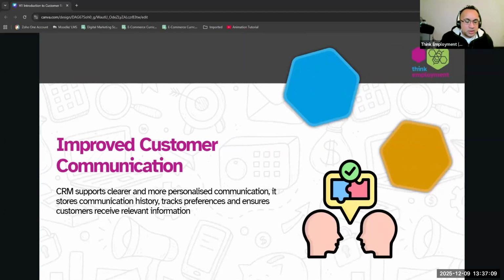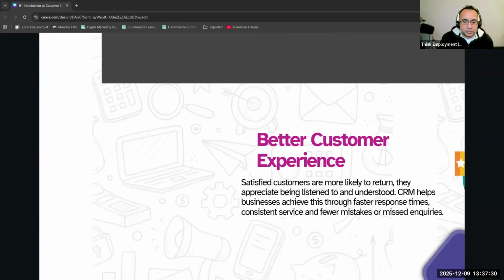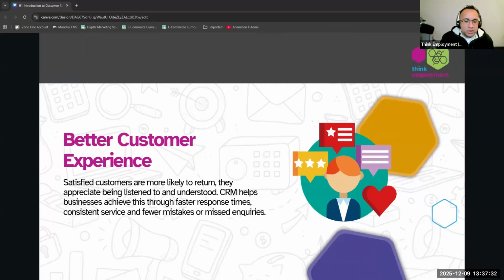Okay, so the communication wise, it's about personalized communication, making them feel valued, looking at the history of purchases, tracking their preferences, tweaking our website, tweaking our sales campaign based on customer information. Satisfied customers are more likely to return. They appreciate being listened to and understood, and CRMs help a business to give that faster response and give that consistent service and fewer mistakes and missed inquiries.